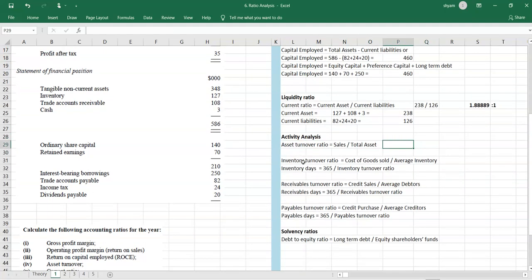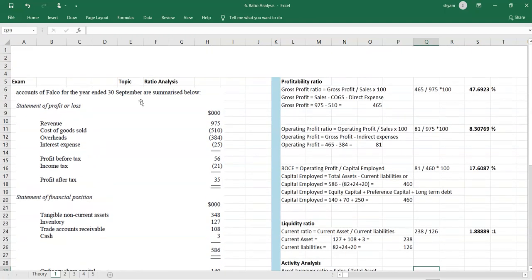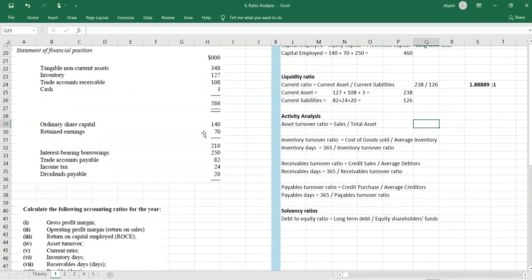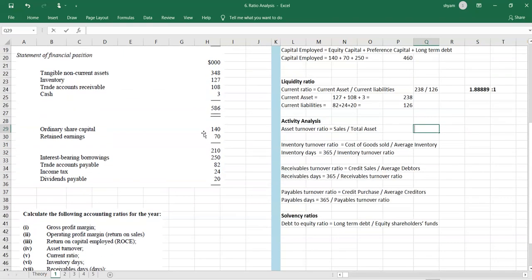So we know what the sales is. Sales is 975 divided by total assets, the total of all the assets. So total assets comes to 586. So the answer is in terms of times. Okay, so it is 1.6 times.